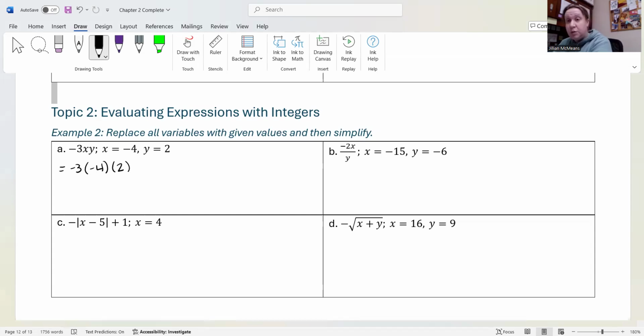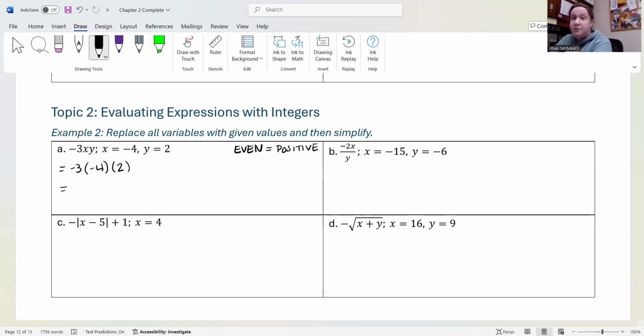So what we're doing here is we're multiplying a series of integers. And when you multiply a series of integers, you always want to count the negatives, okay? So we have an even number of negatives. We have two negatives, that's an even number. And if you have an even number of negatives, that tells you you are going to get a positive product, okay? So we're going to get a positive product.